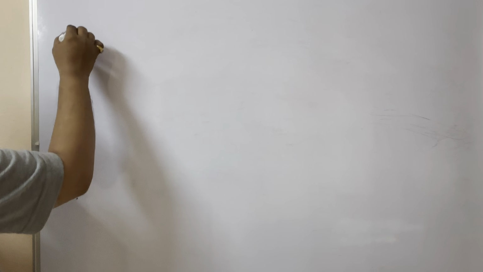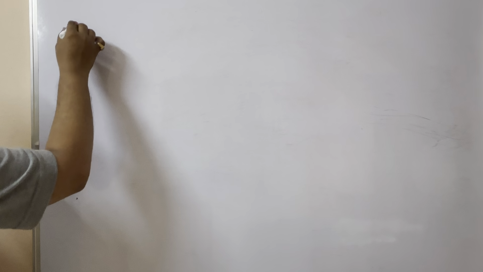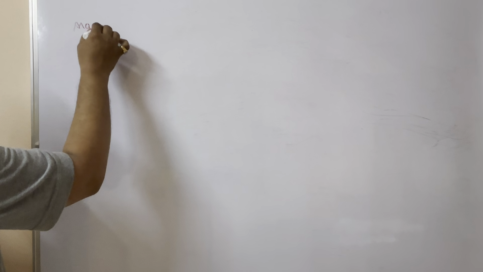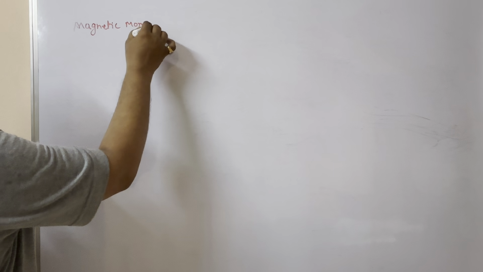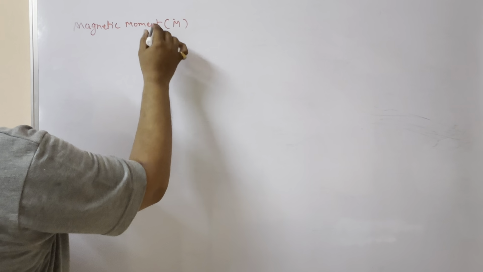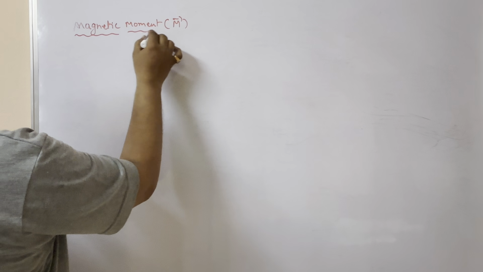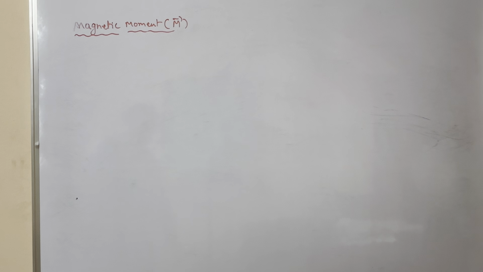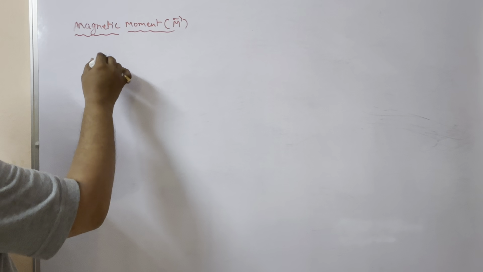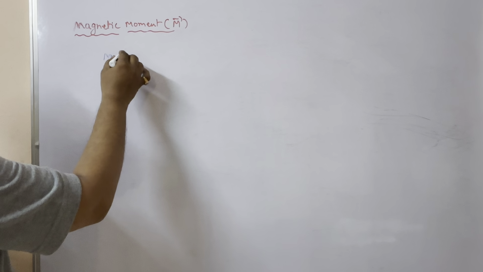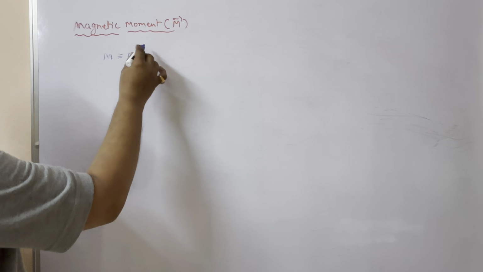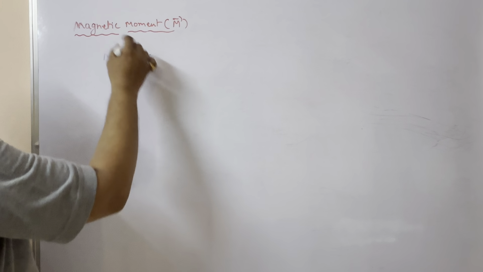In this class we will discuss magnetic moment of a coil, circular coil. Already we discussed the magnetic field intensity on the axial line due to a current carrying circular coil. In that we got this formula. What is this formula? M is going to be equal to NIA. So NIA. What is NIA?